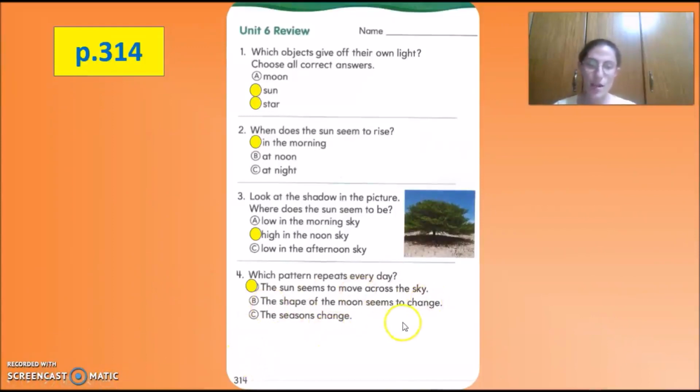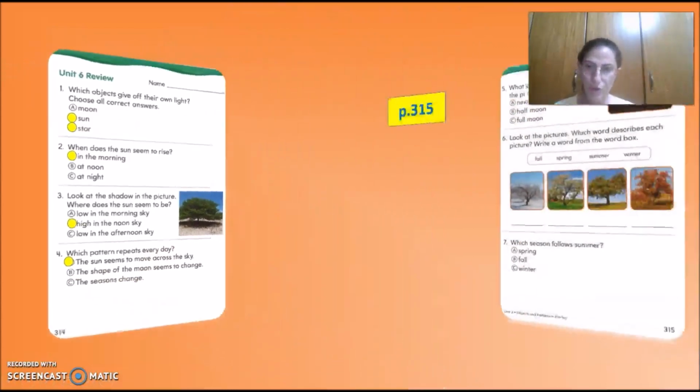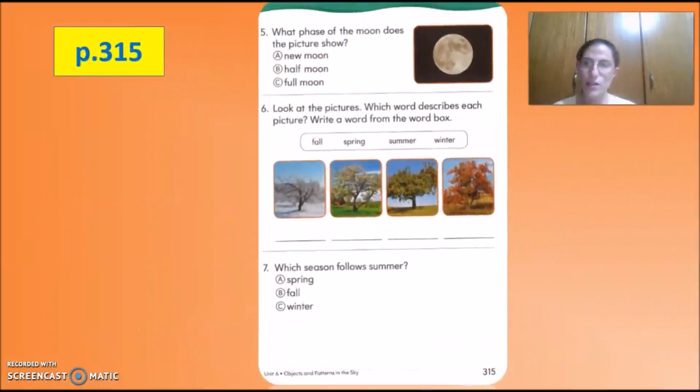Is it B. The shape of the moon seems to change? No, it does not repeat every day. The shape of the moon does not seem to change each day. This is not something that repeats every day. C. The seasons change? No, the seasons don't change every day. They change throughout the year. Clear? We move on. Page 315.